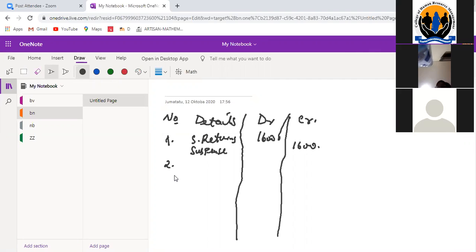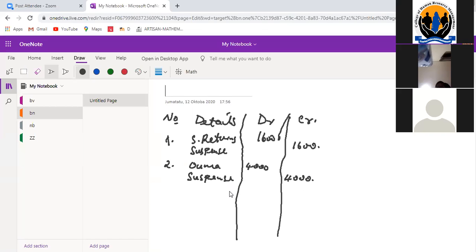a check that was paid to Ouma, a creditor, was omitted from his personal account. Remember, anytime we are paying a creditor, we normally debit that creditor. And if we paid the creditor and did not debit the creditor, then we need to do so. We debit Ouma because he was never debited by 4,000. Then we credit the suspense by 4,000.